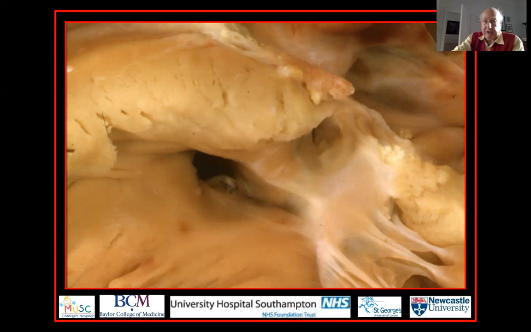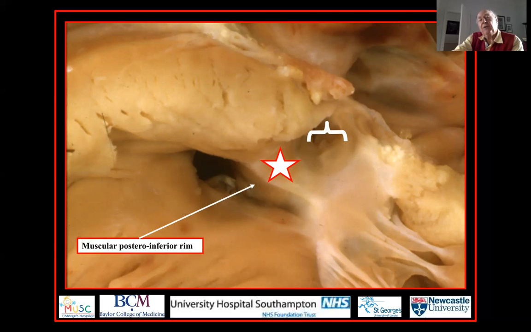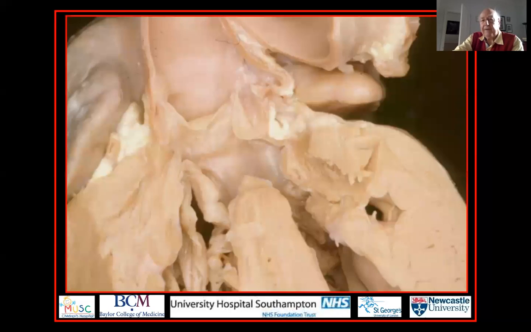So here I'm showing you the roof of the morphologically right ventricle, and there you see the muscular outlet septum, and it is deviated through an associated ventricular septal defect, and it has narrowed the subaortic outflow tract. As we look at the posterior inferior margin of the defect itself, it has a muscular posterior-inferior rim. But this is the other side of the coin, and this again is the base of the heart from a patient who has aortic coarctation.